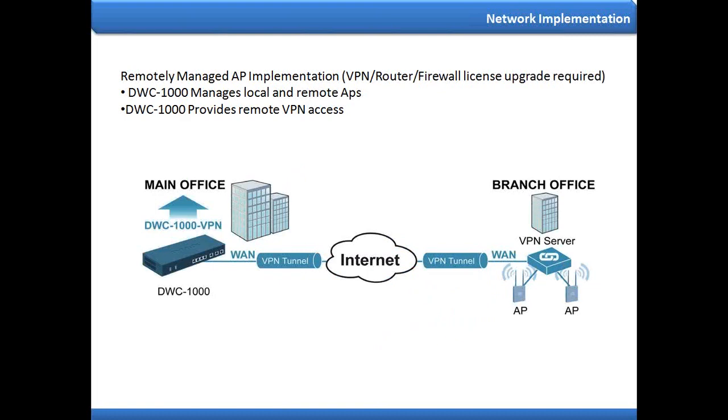With the DWC 1000 VPN license, I can also implement the DWC 1000 as my core router for the network. It allows me to establish maybe a site-to-site VPN tunnel. And in this case here, the DWC 1000 is also managing access points that are across that VPN tunnel. So for sake of argument, I have my DWC 1000 in its main office managing a couple of access points in the main office. I can also deploy with the VPN license a site-to-site VPN connection that allows me to manage the remote access points as if they are locally connected into the DWC 1000.